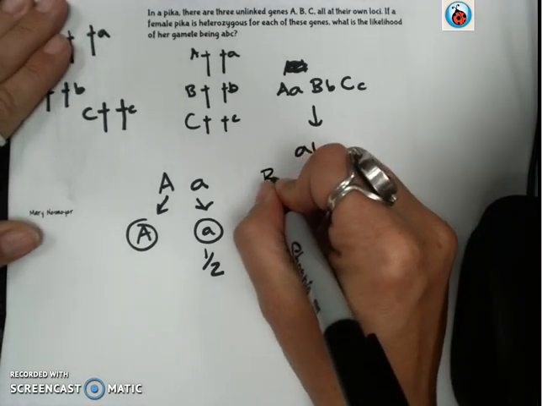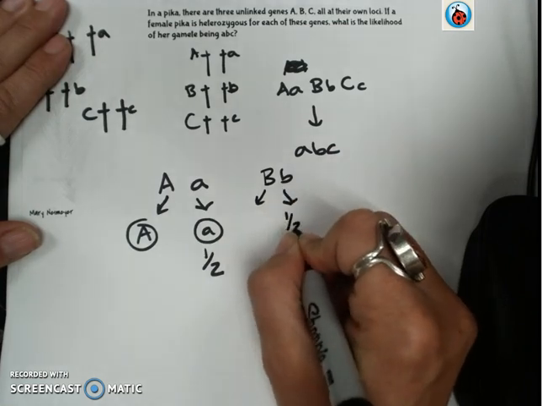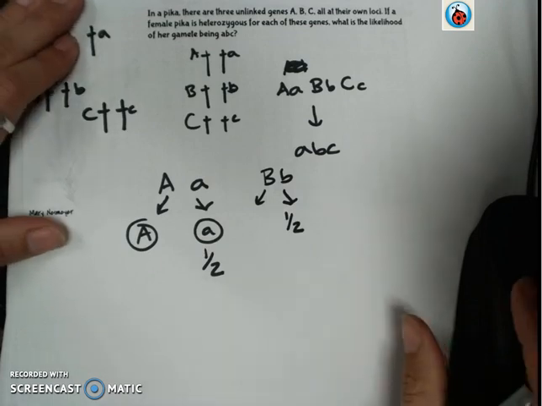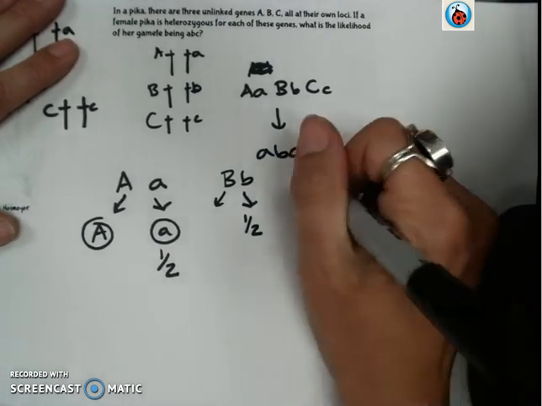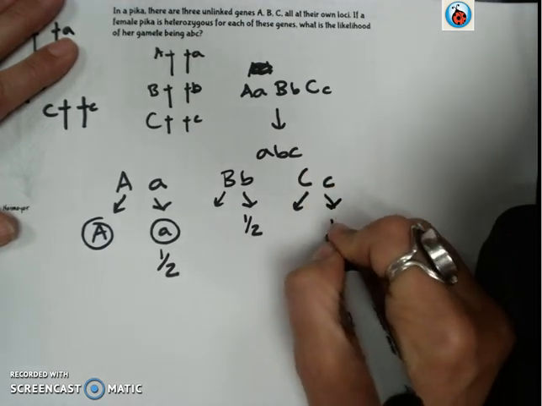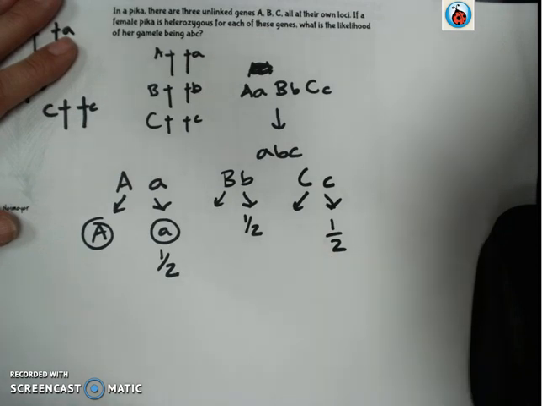Now for the B gene, again, these separate, and there's a 1/2 chance that her gametes will inherit a recessive allele for the B trait. And now for the C's, it's the same thing. These gametes are going to separate, and there's a 1/2 chance that her gametes will inherit that recessive allele.